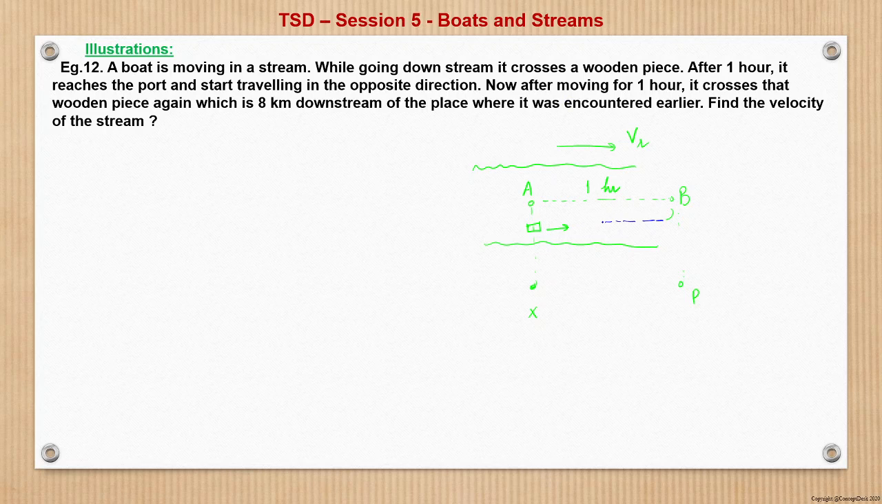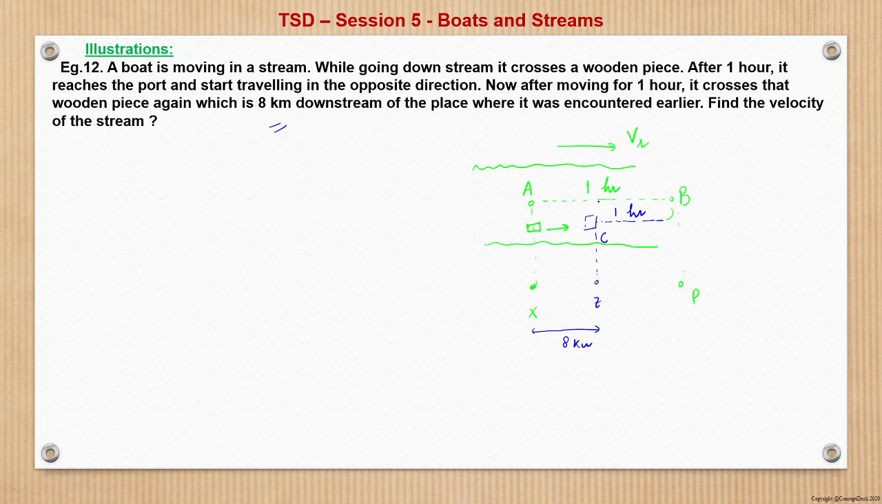Now from here, after moving for 1 hour again, it crosses that wooden piece again here. So here he meets the wooden piece, right? Which is 8 kilometers. So let this point be Z here, and the corresponding point here be C. So this distance is 8 kilometers, because whenever a distance is mentioned downstream, it is with respect to the ground, right? Because from the ground we are seeing this is 8 kilometers far. So find the velocity of the stream.